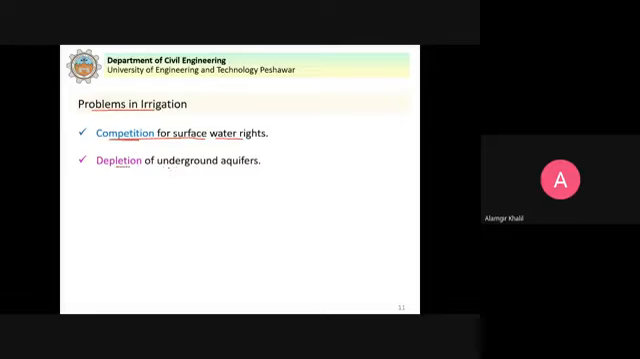The second issue is depletion of underground aquifers. As we discussed in the previous lecture, in Punjab the groundwater is pumped and is used for irrigation purposes. So if the recharge of the groundwater is less than the discharge of the groundwater, then this can result in depletion of underground aquifers. These underground aquifers provide an important source of water. So because we are extensively using the water for agriculture purposes, this can result in depletion of underground aquifers.